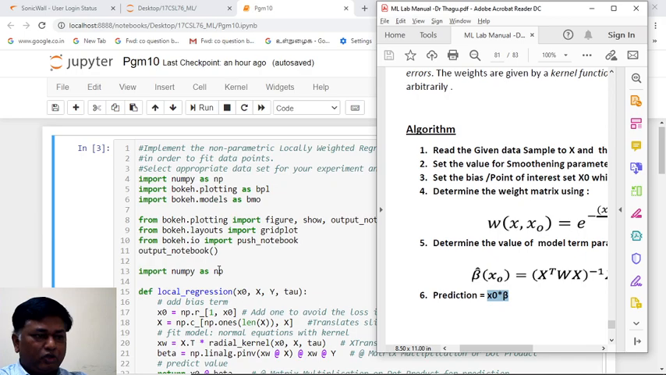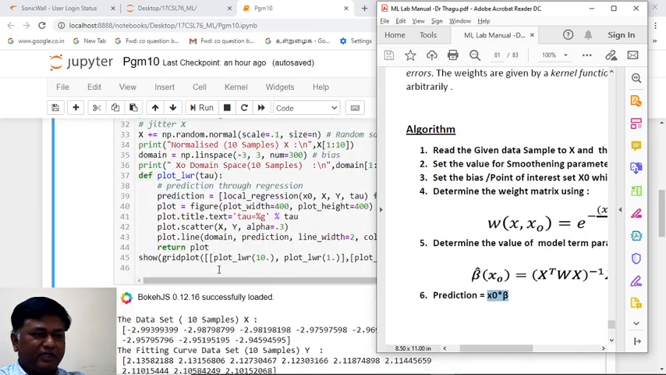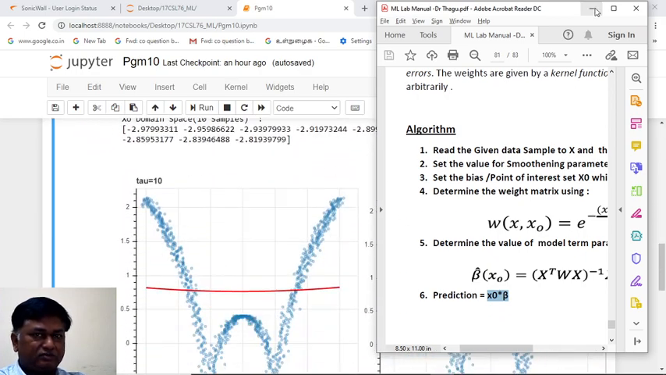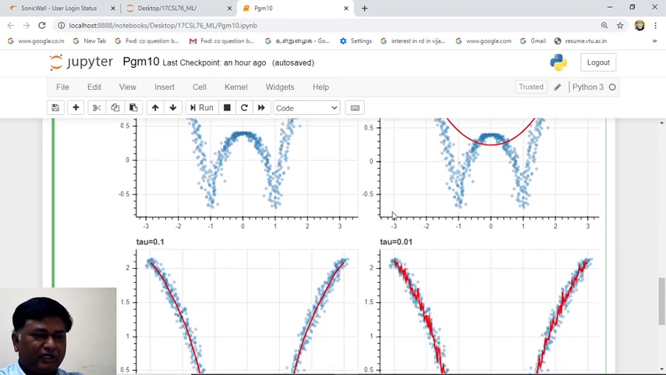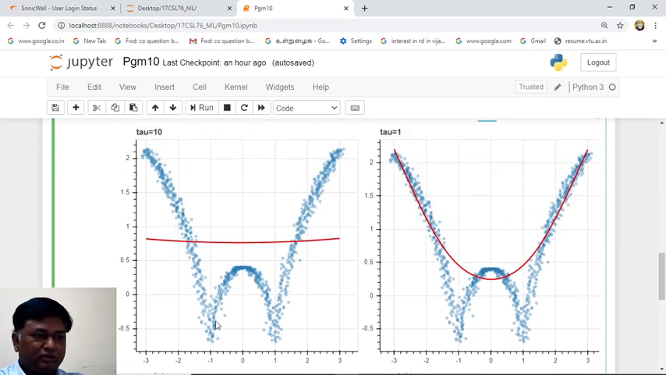Now directly I will show you the output, then I will explain the program. We can see we will get a graph like this. These are the 4 graphs we are getting. So this is your data, non-parametric data. You can see this data is not following any distribution. It is not a parabola, it is not linear, no distribution is followed in this data.